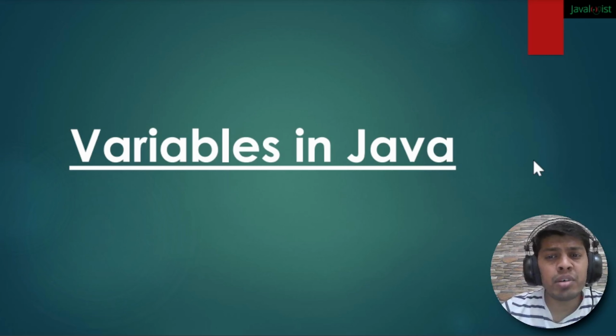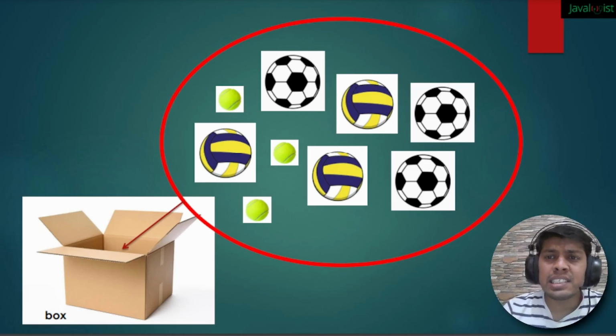What is a variable? A variable is used to store a value in a Java program. Let's consider a box. This box acts as a variable. How? I will show you. We take this example for your better understanding.